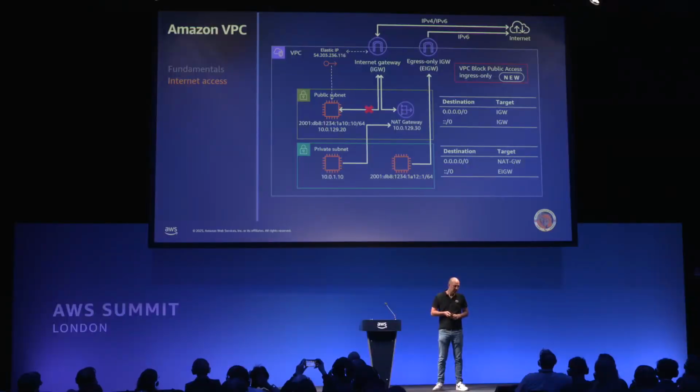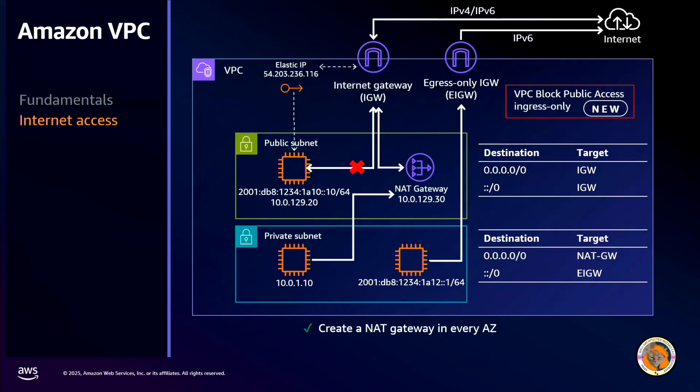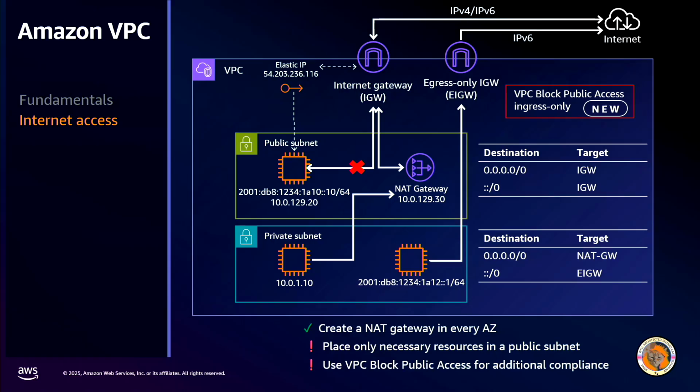Last tips and tricks here. Create a NAT gateway in every AZ. A NAT gateway is an AZ construct. So if you have multiple AZs, you need to have multiple NAT gateways, one in each AZ, to have high availability. Place only necessary resources in public subnets, so this is for your security posture in general. And use VPC block public access, as we just saw, for compliance reasons.